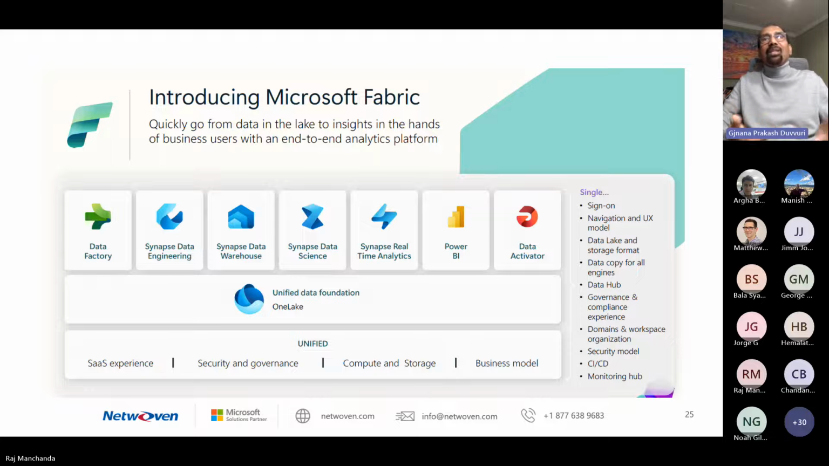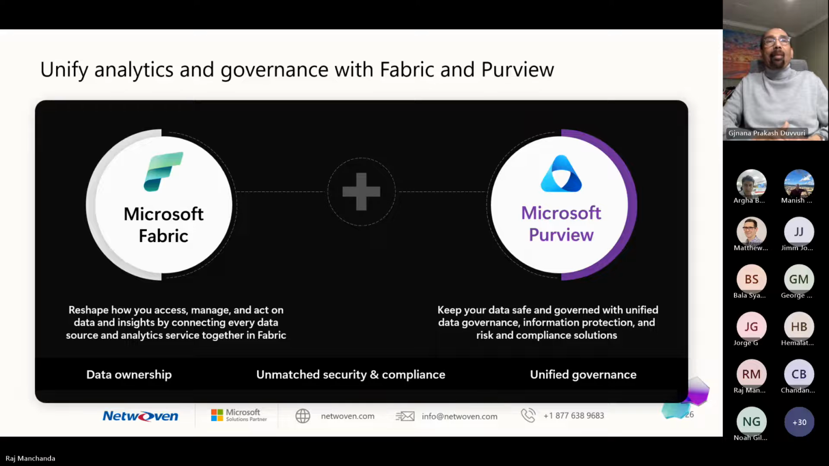So what does it make? It's a single sign-on, with a very easy navigating UX model, just like Microsoft 365, a data lake storage format, a copy of all engines in a data hub, and a governance and compliance experience in one place. Absolutely what customers are looking for. Domain and workspace organization, and especially a data mesh approach enabled automatically in Fabric, plus a security model, CI/CD and monitoring hub.